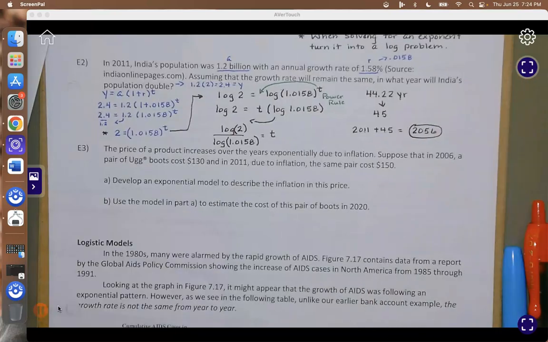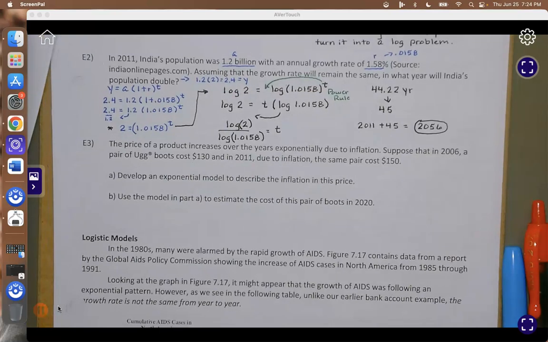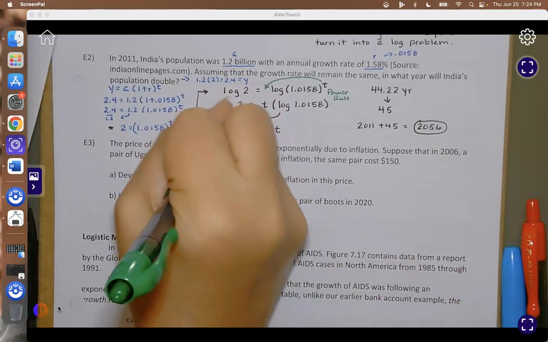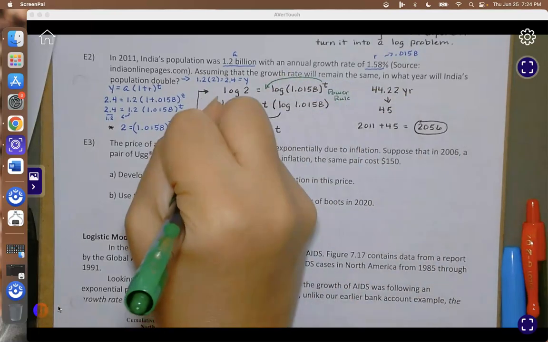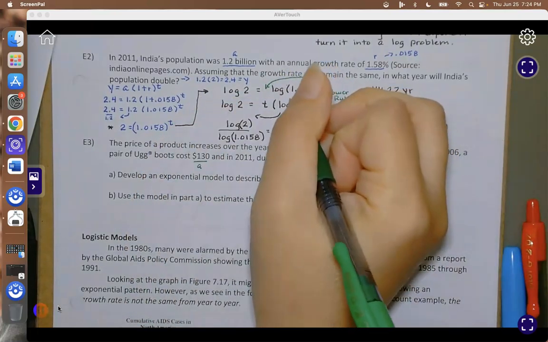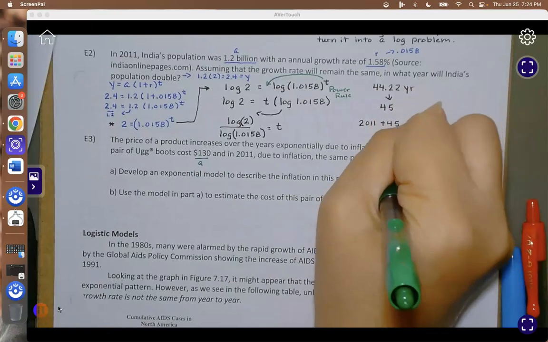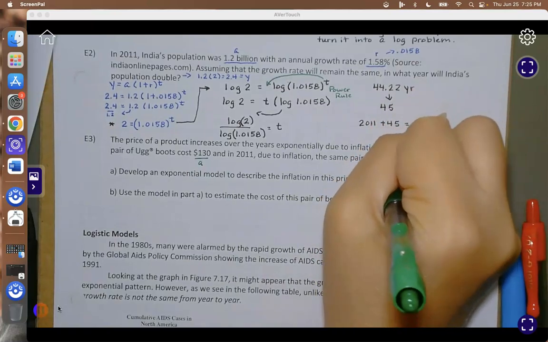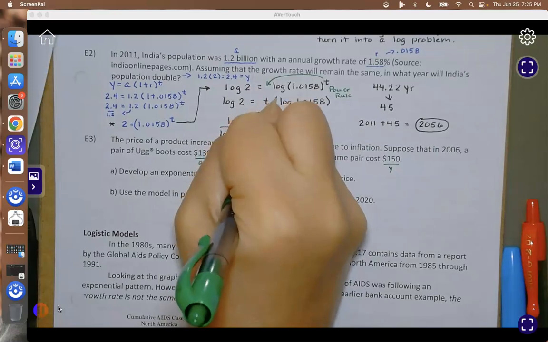Okay, let's do one more like that. The price of a product increases exponentially due to inflation. Suppose that in 2006, a pair of Ugg boots cost $130. Okay, and in 2011, due to inflation, same pair cost $150. So that's our Y. Okay, now we can figure out our time.